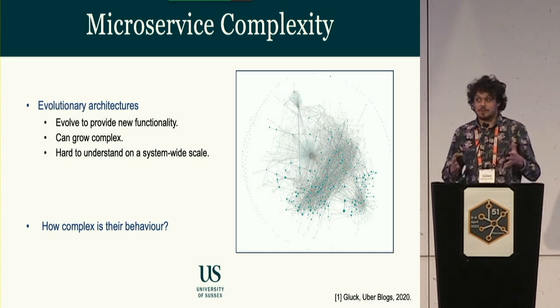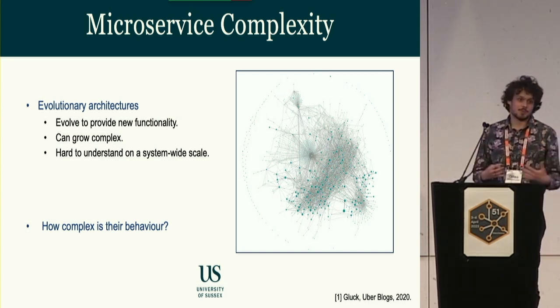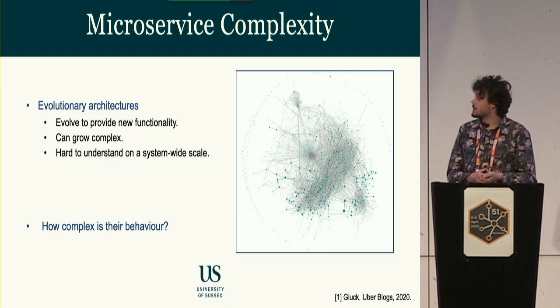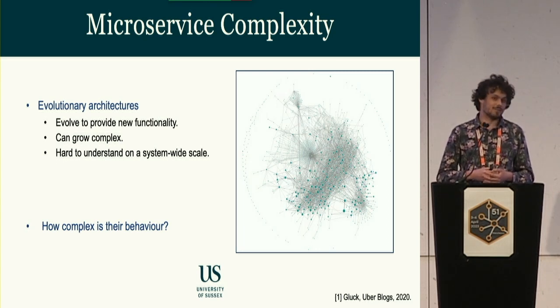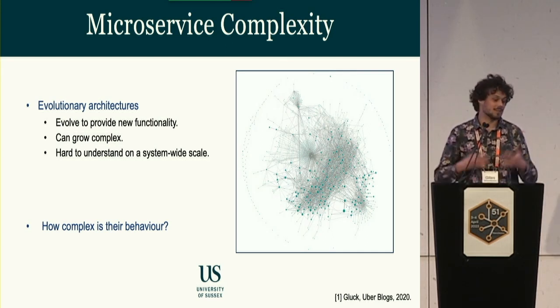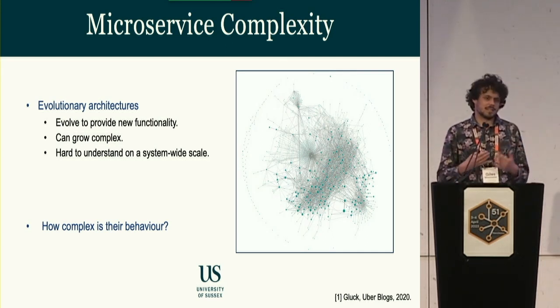What this eventually evolves to, depending on the scale of your company, is something like Uber has here in their blog from 2020, where you have a load of microservices, a load of interactions, and it becomes very hard to hold this information in your mind as to what's going on. And this is the sticking point that's raised as microservice complexity.